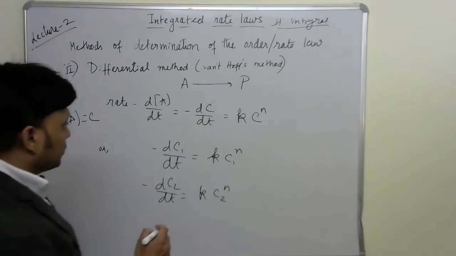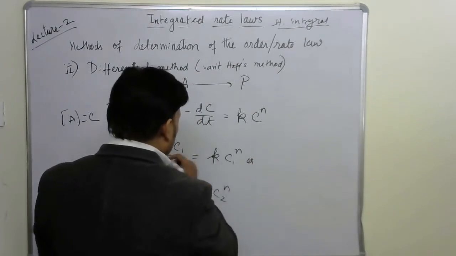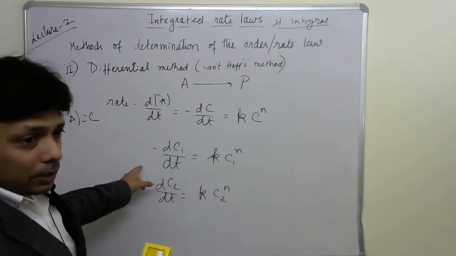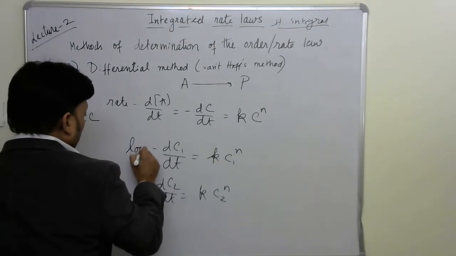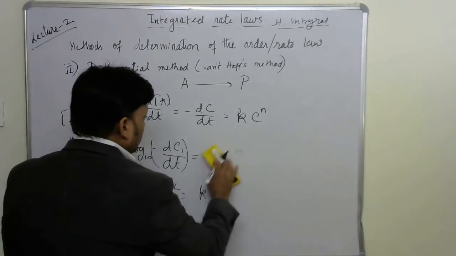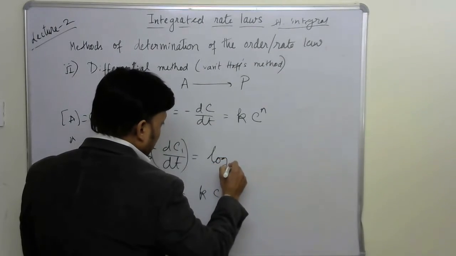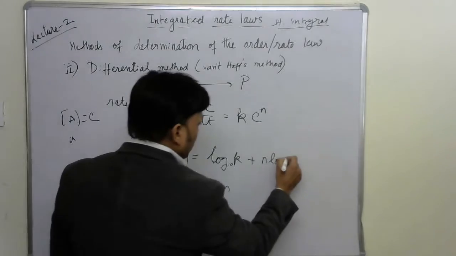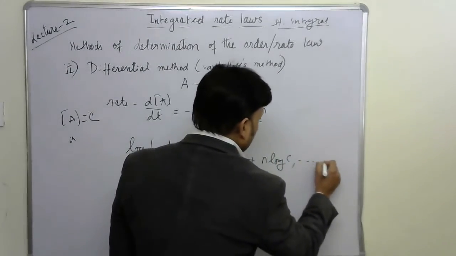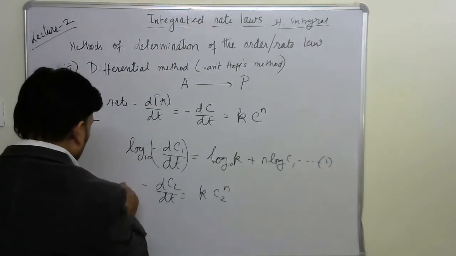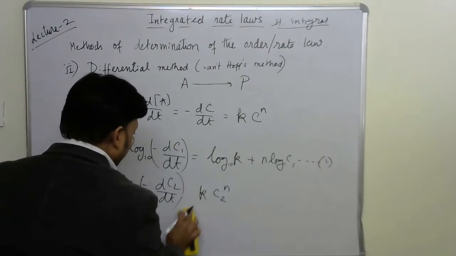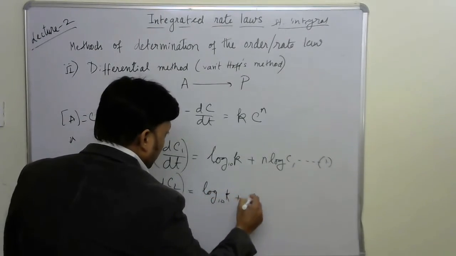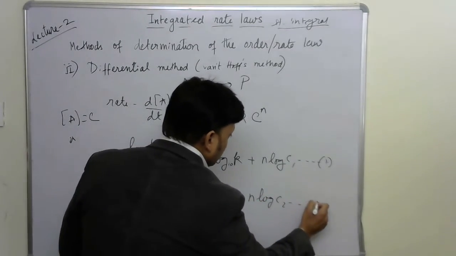Once we have written that, what we actually do is take the log values. That means we take the logarithms of both the left and right hand sides. So log to the base 10 of minus dC1/dt is equal to log to the base 10 of k plus n log C1. We can call it our equation 1. Similarly, we can frame equation 2 here: log of minus dC2/dt is equal to, once again, log k plus n log C2. So this is our equation 2.